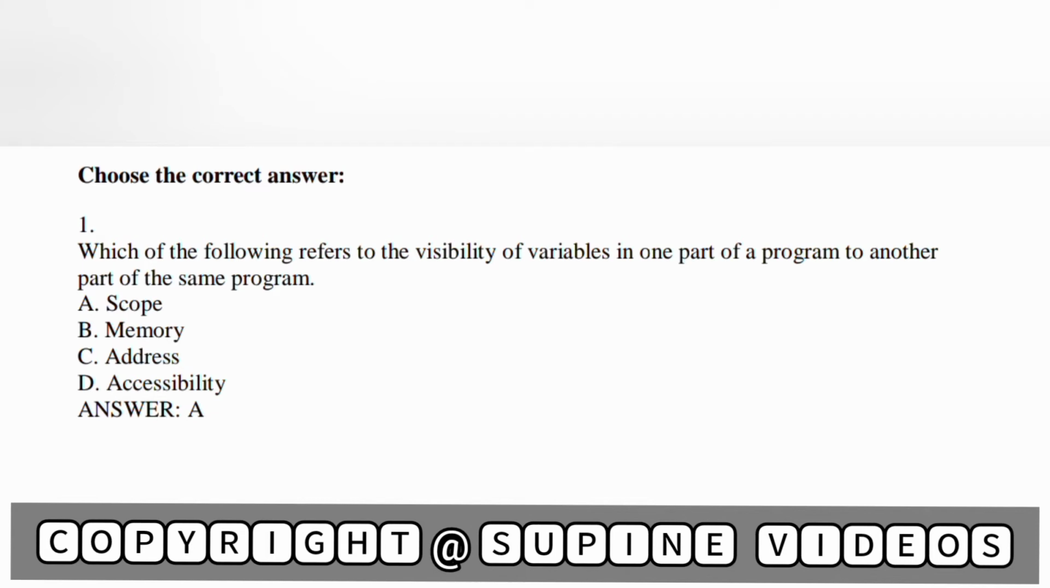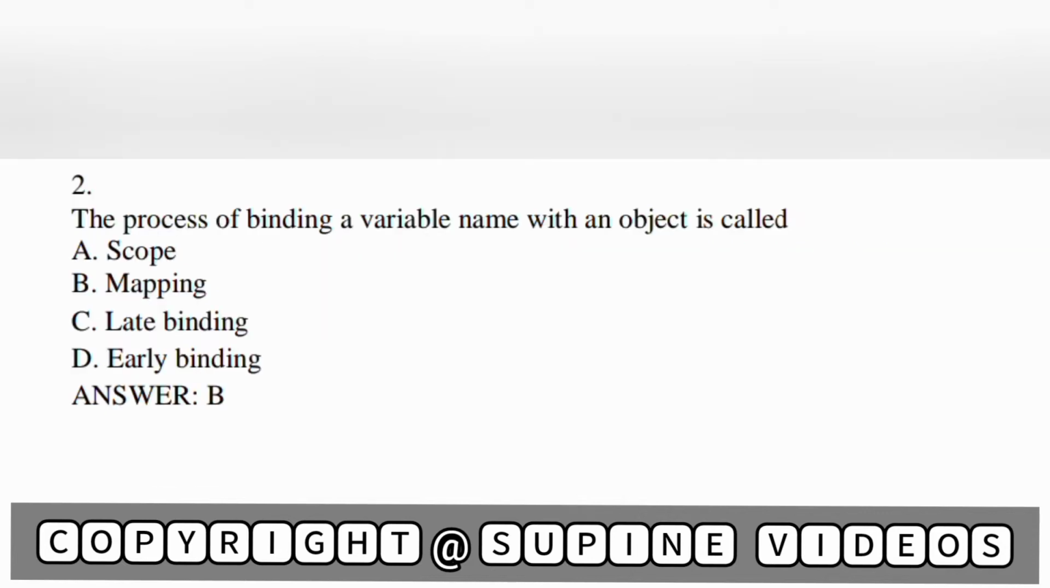Choose the correct answer. Question number 1. Which of the following refers to the visibility of variables in one part of a program to another part of the same program? Your options are A. Scope, B. Memory, C. Address, D. Accessibility. The answer is option A. Scope. Question number 2. The process of binding a variable name with an object is called. Your options are A. Scope, B. Mapping, C. Late binding, D. Early binding. The answer is option B.